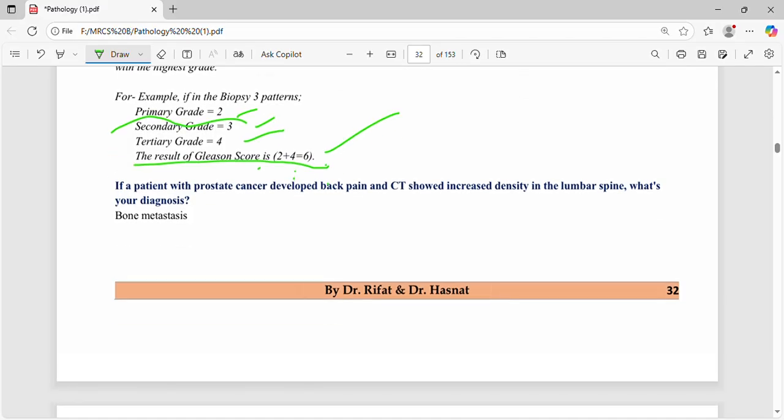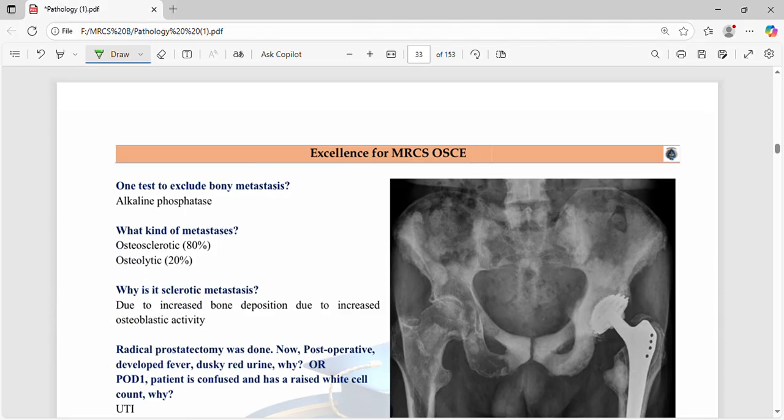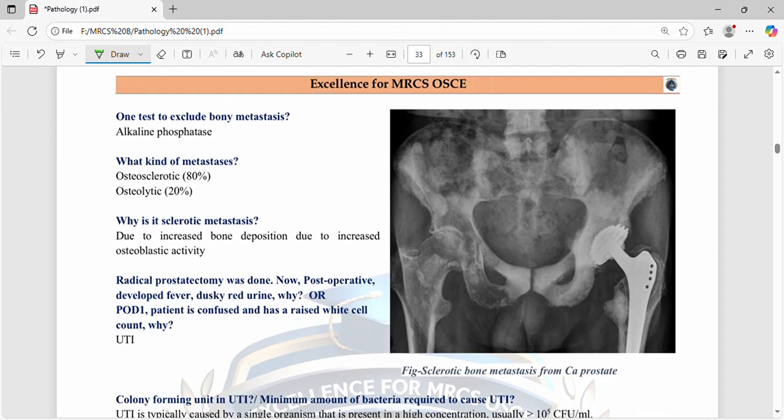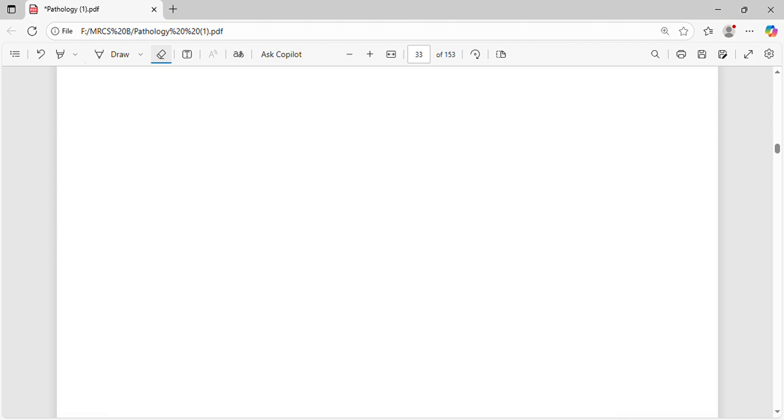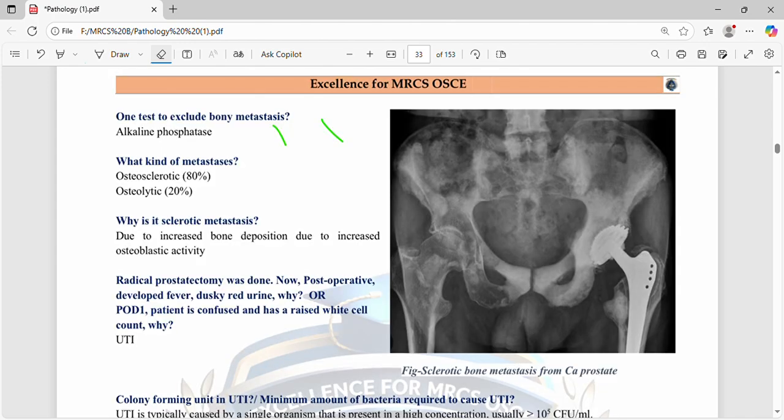If a patient with prostate cancer develops back pain and CT showed increased density in the lumbar spine, what's your diagnosis? Bone metastasis. One test to exclude bone metastasis is alkaline phosphatase. You can also do a PET scan as well. Okay. What kind of metastasis? Osteosclerotic 80%, osteolytic 20%. What is sclerotic metastasis? It increases bone deposition, increases osteoblastic activity.